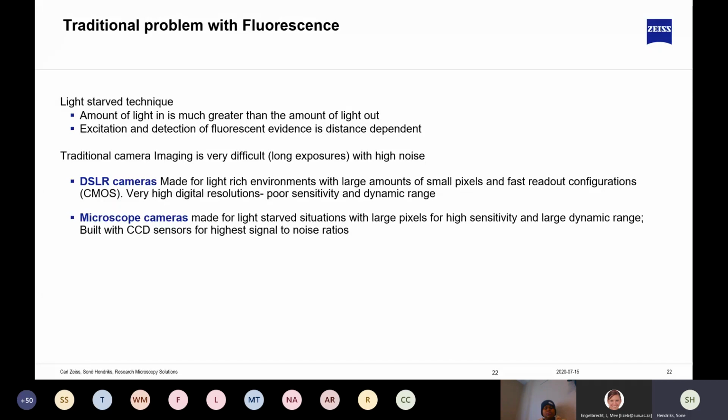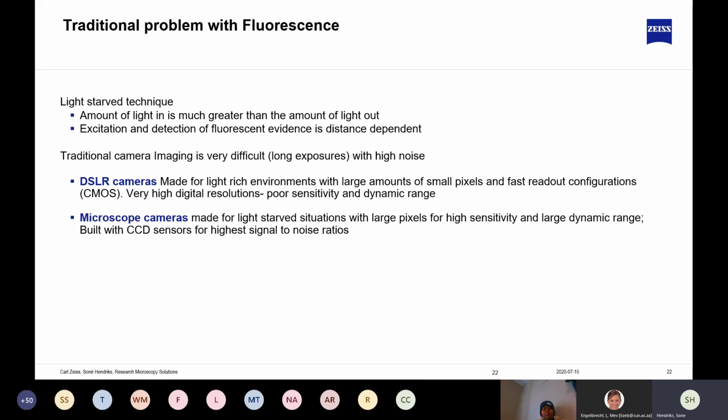Now, normal DSLR cameras, or the ones that you are used to, the type that you find in your cell phone, or these old snap cameras, I don't know how many people still use them with the current available technology that we have in our cell phones, but these type of cameras are made for very light-rich environments. So they typically have very many pixels that are very small. They have fast readout configurations, and these are typically a CMOS design. You get very high digital resolution and very poor sensitivity and dynamic range, mainly because you don't need it.